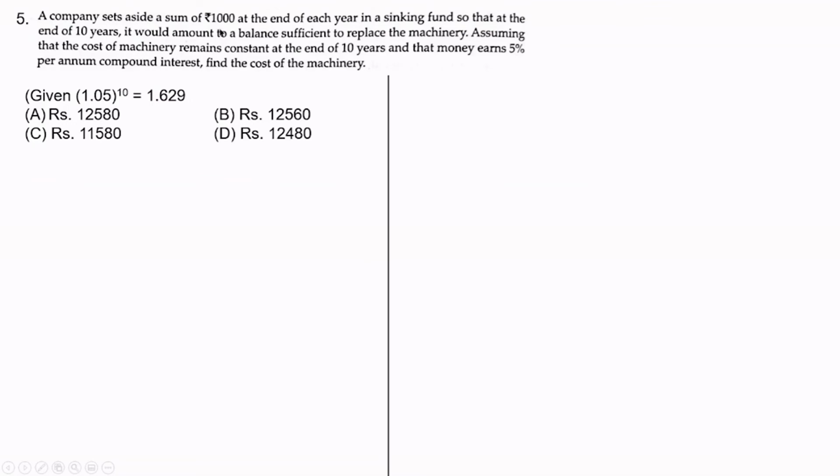So here the amount that is set aside at the end of each year is given. R is given as rupees 1,000 and the amount in the sinking fund is required after 10 years. And the payment earns 5% per annum compound interest. We need to find the cost of the machine, so we need to find A. Here R is 1,000, I is 5% and N is 10 years. We need to find A.